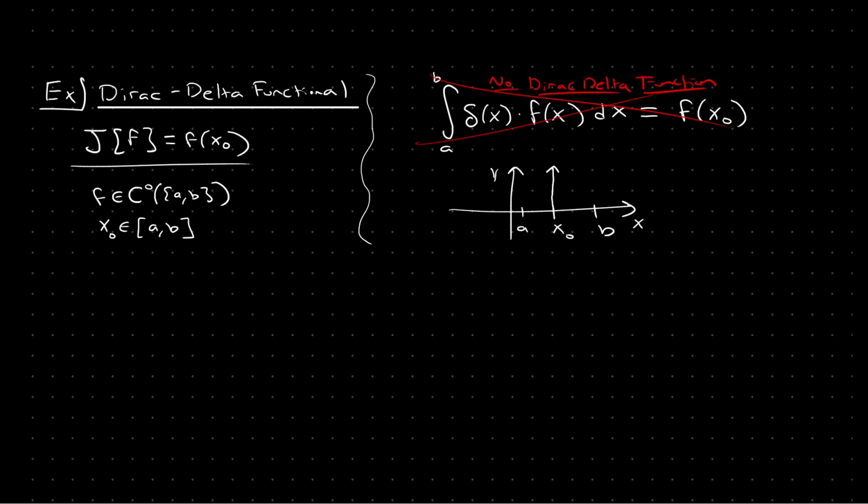However, it was noticed that if you took the limit of functions with a constant area, so an area of 1, as they tended closer and closer and closer, and the support of these functions got smaller and smaller and smaller, that limit would converge to something reasonable. And this is the starting point of the study into the Dirac delta functional.